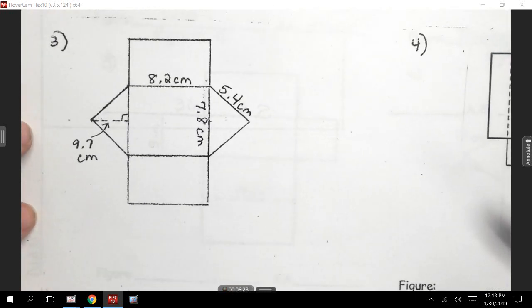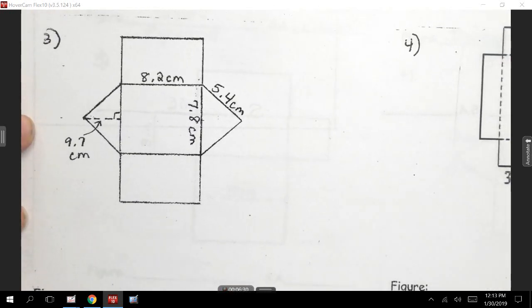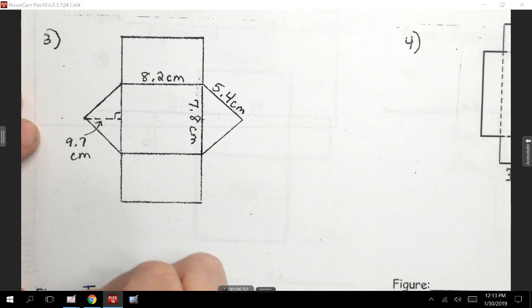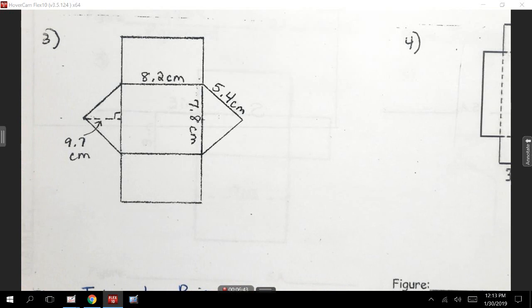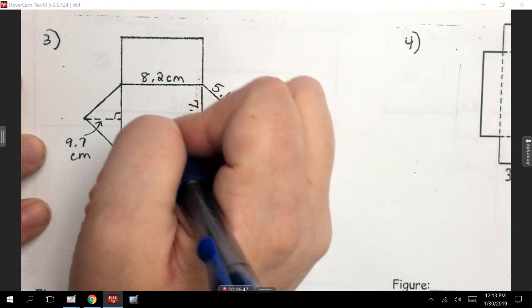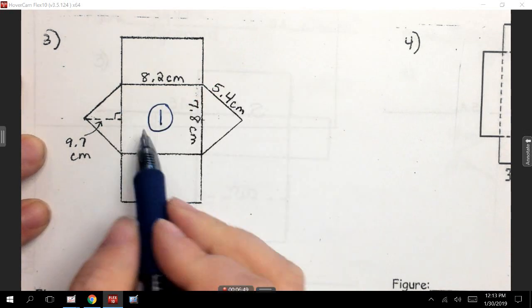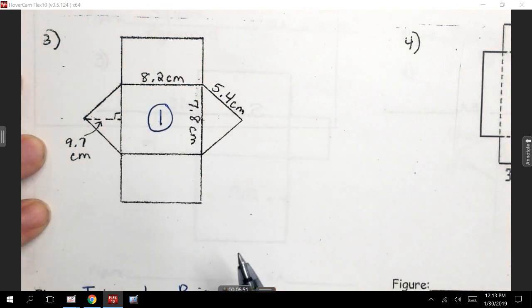Moving down to number 3. Number 3, our shape is a triangular prism. And this one should look familiar. We did a problem like this in our math workshop today. All right, so when I number this, I have my shape in the center. So there's my rectangle in the center, which is the 7.8 and 8.2.